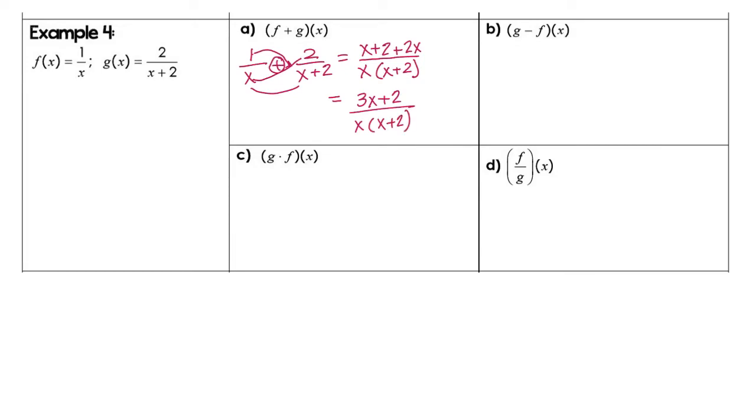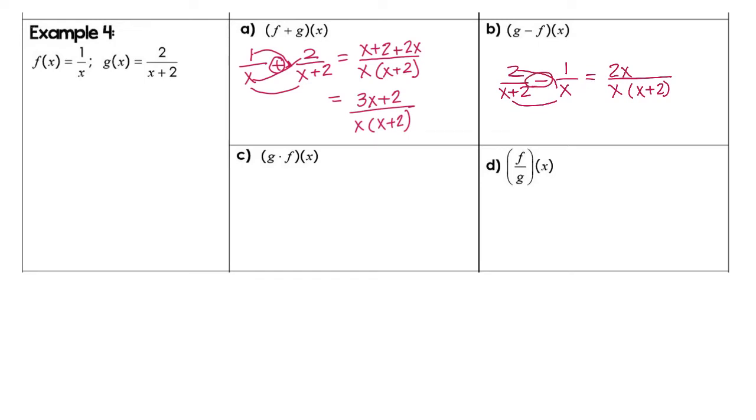Okay, so for part B, notice you've got g of x minus f of x. So again, we've got two fractions. G of x is first, so we're going to write 2 over x plus 2 minus 1 over x. And we're going to do the same steps again. When we add those, we will need to multiply the denominators. And then to get the numerator, we'll multiply x and 2. So that's going to give me 2x.